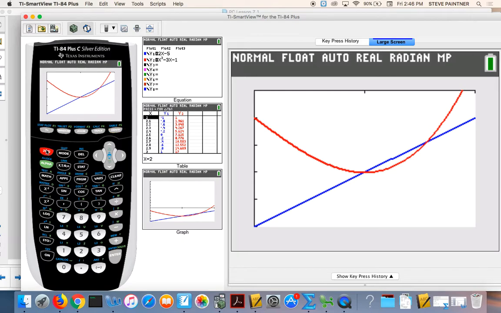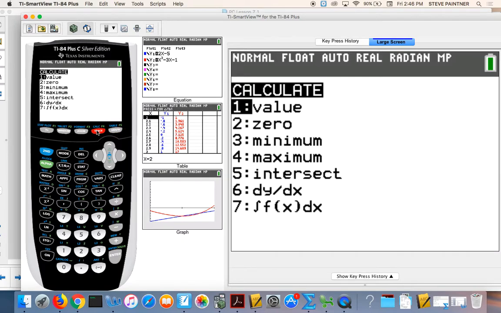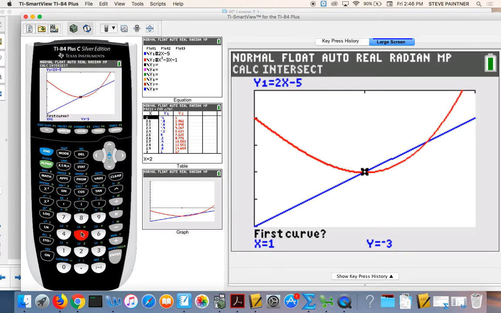Just hit second, calculate, hit number 5. There's number 5, it's the intersection point. And then if you look at my calculator, it says first curve. And now you just have to kind of get off that intersection point a little bit. So I'm on the linear function, and it says first curve.